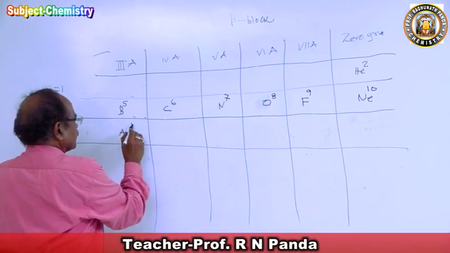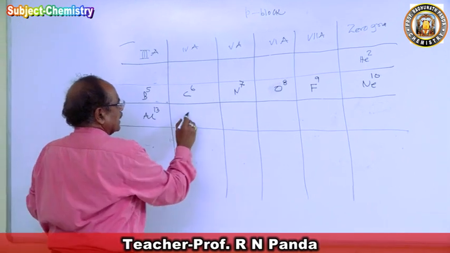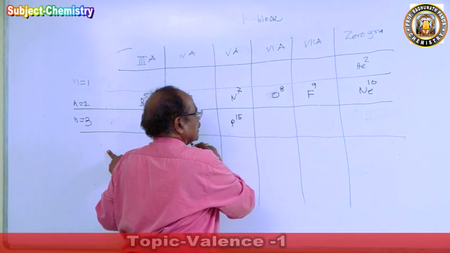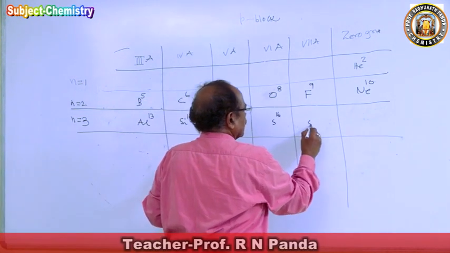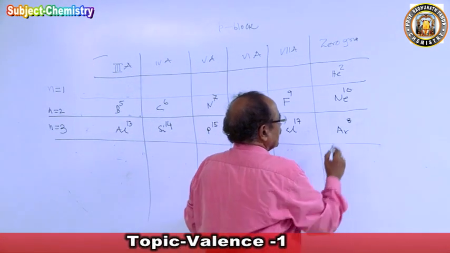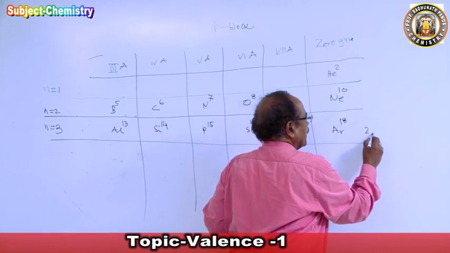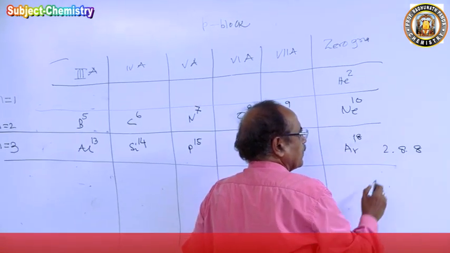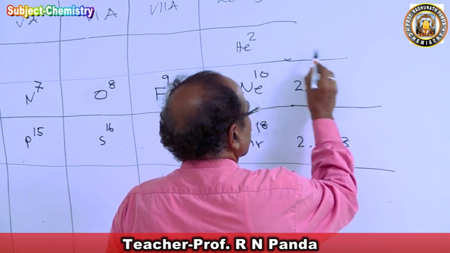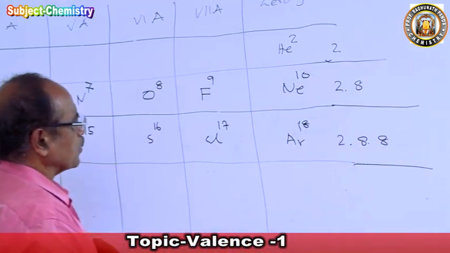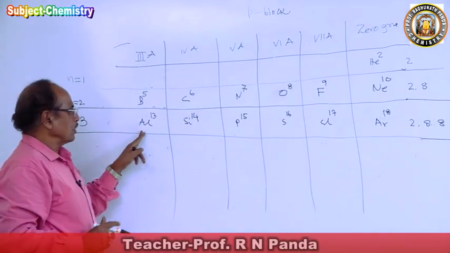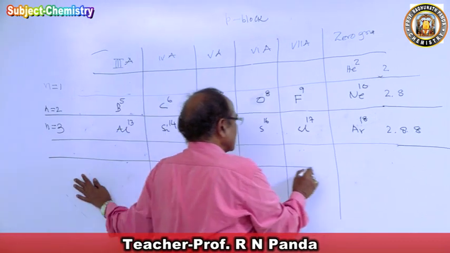Now if you come to aluminium, 13, silicon, 14, phosphorus, 15, sulfur, 16, chlorine, 17, and argon, 18. So here 18 electrons, so it will have 2, 8, 8, a completely filled shell configuration, inert. Neon is 2, 8 and helium is 2, so they will not react. Here 7 electrons, 6 electrons, 5 electrons, 4 electrons, 3 electrons. Then we'll come to the next period.